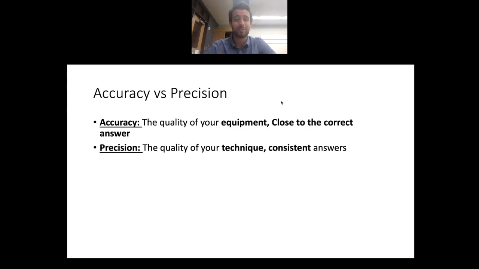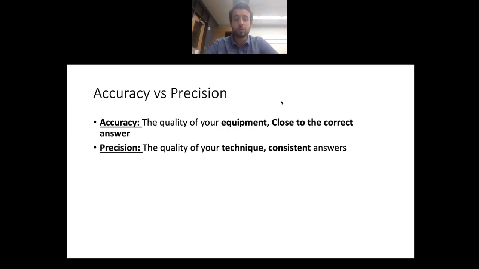Keep in mind here the difference between accuracy and precision. In both cases, we don't know what the actual answer will be. Something can be accurate and precise, something can be accurate but not precise, or something can be precise but not accurate. Let's start with precise but not accurate.